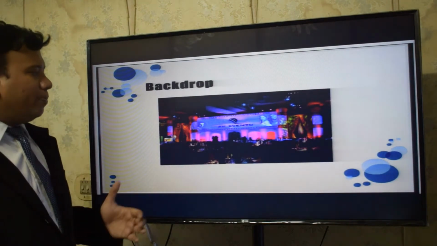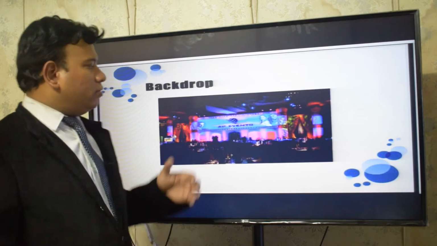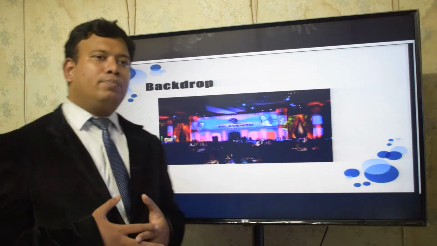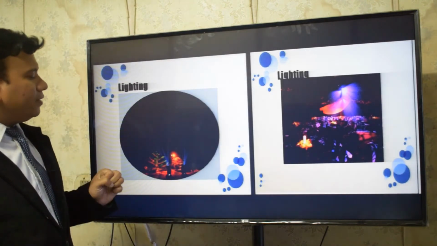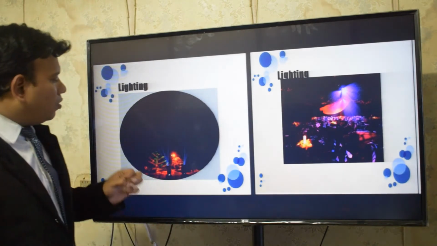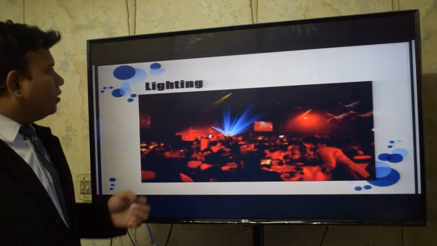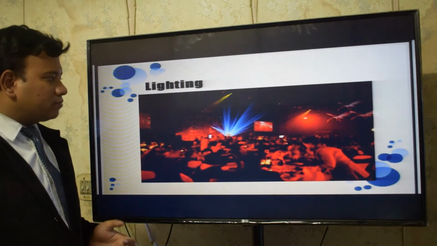Coming to a backdrop. The backdrop speaks the event. What event is going to take place? The same themed backdrop is the most important for an event. Then the lighting, for example, laser lighting on the audience, or backdrop lighting, or laser lighting on the ceilings.